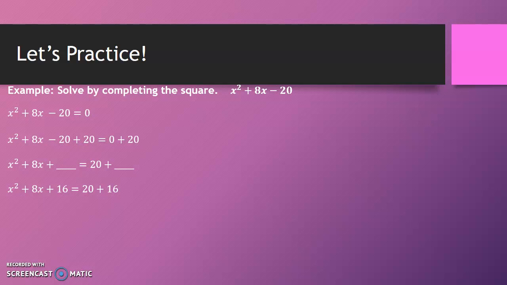On the left side now, if I rewrite it in my perfect square trinomial form, it would say x plus 4 squared. And on the right side, 20 plus 16 would simplify to 36. Now I square root both sides of the equation. And after doing that, I'm left with x plus 4 equals plus or minus 6. So my two equations are going to say x plus 4 equals positive 6 and x plus 4 equals negative 6. I subtract 4 on both sides of each equation, and I get 2 and a negative 10 for my answers.